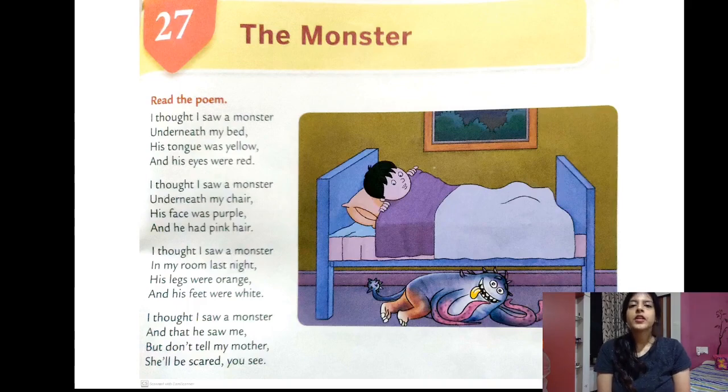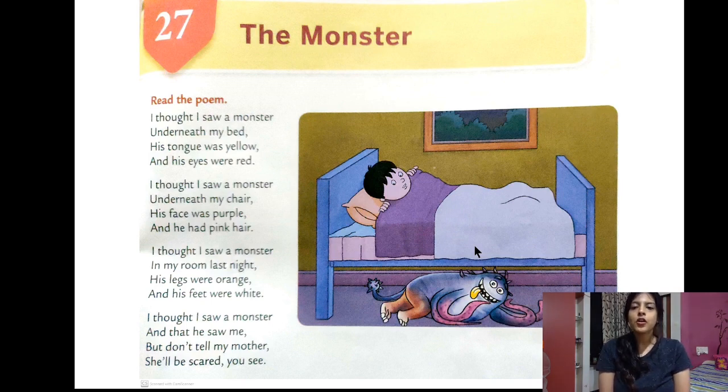Hello students, today we are going to study the 27th chapter of your grammar workbook, which is "The Monster." You can learn two things from this lesson. First, we learn to read a poem and answer the questions. And we learn to see a picture and then answer the questions. Okay, let's read the poem first.